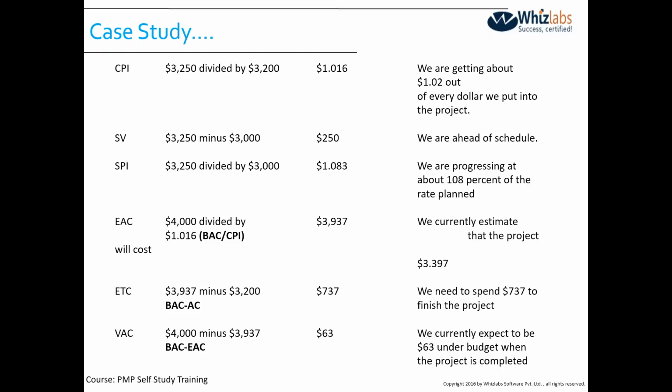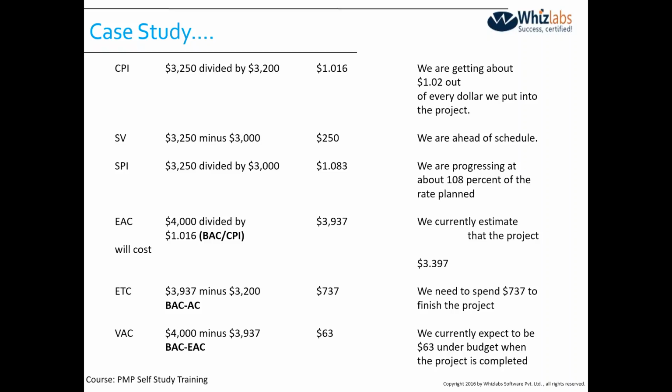If you look at the interpretation here, we are progressing at about 108% of the rate planned. We should be progressing at 100%, but we are progressing at a much faster rate. We could be progressing at 90% also. That scenario is also possible. In this particular scenario, we are progressing at a better rate.